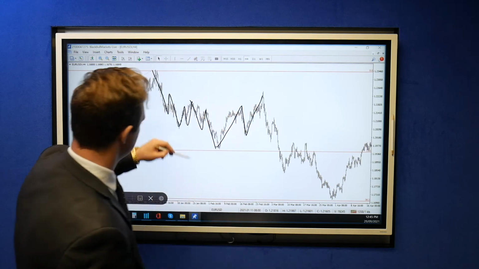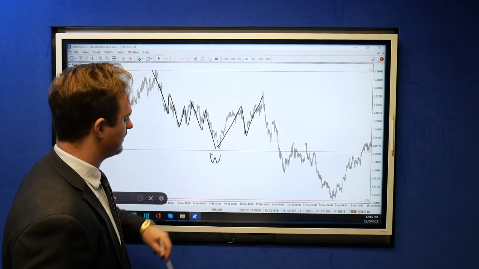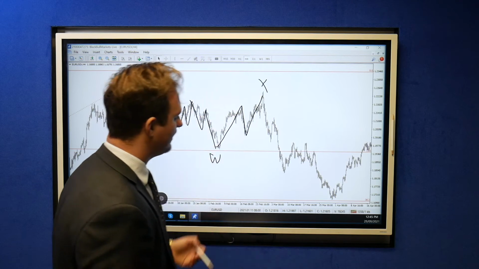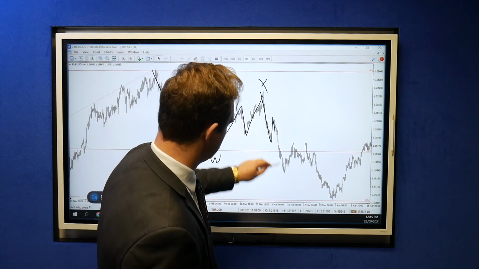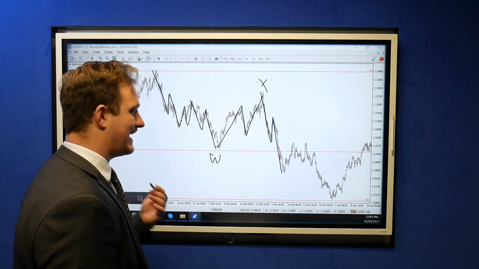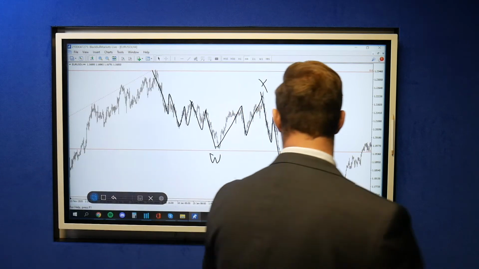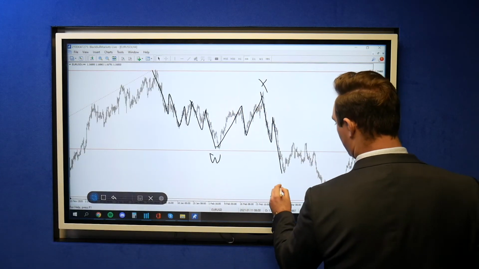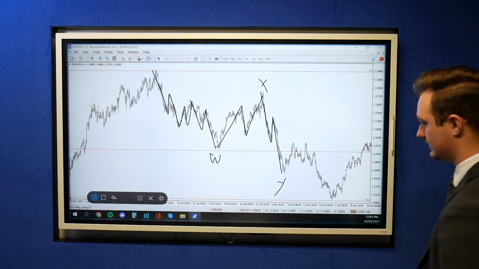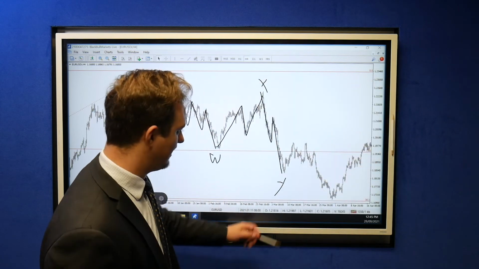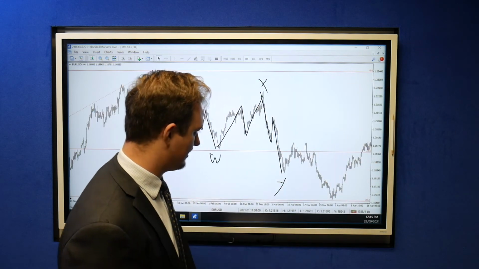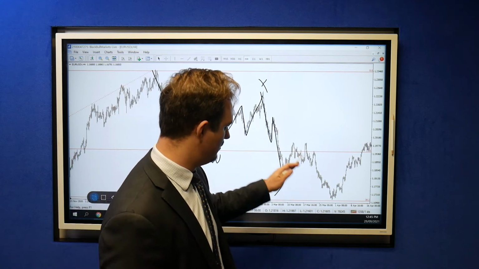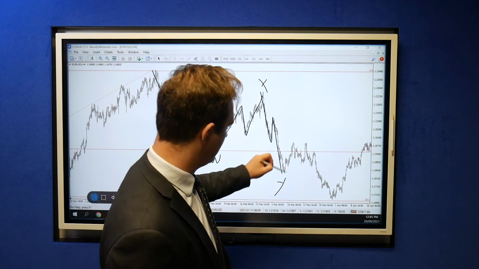So we've got our normal ABC, we've got our W, we've got our X. And now we had this move to the downside, ABC. We could have thought, okay, this could have potentially been our finished move. So we could have said, yes, WXY, this is the end of it, finishing this move. But then we had this break to the downside, this big move coming back down.